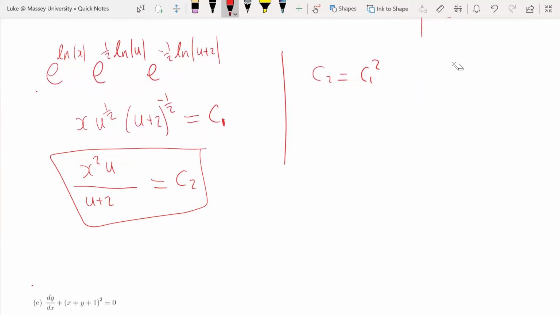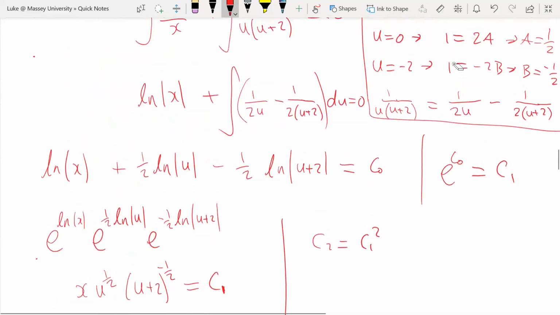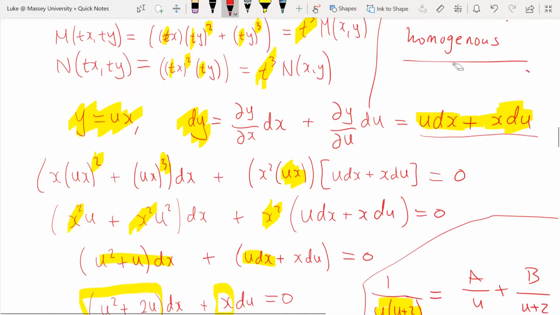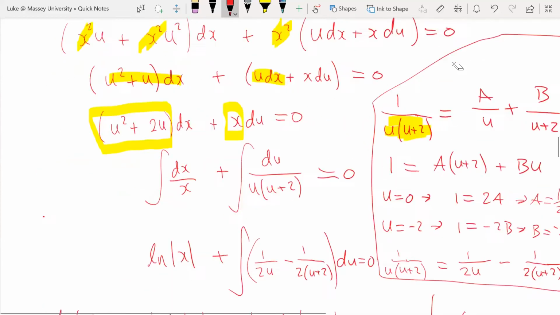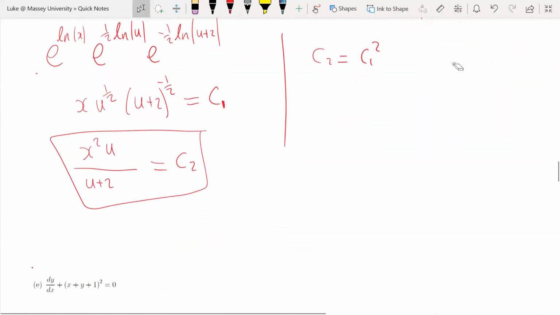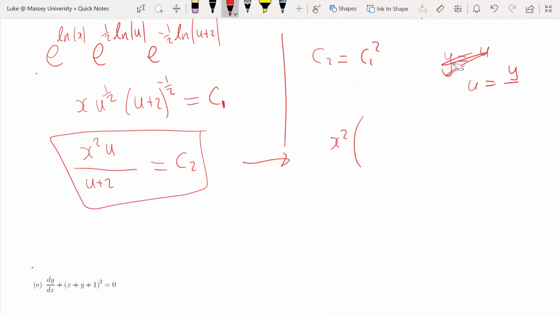I can write that in terms of y now, because y, if you recall, all the way up here, is equal to u times x. So u is just equal to y divided by x. So wherever I see a u here, I can write x squared times (y divided by x) over (y divided by x plus 2) equals some constant C2.